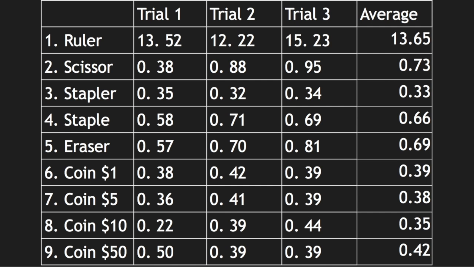Now, for the result table and graph. First off is the table. As you can see, the ruler has the longest time to sink, while the stapler has the shortest time to sink. The ruler sank for 13.65 seconds, while the stapler sank for 0.33 seconds.